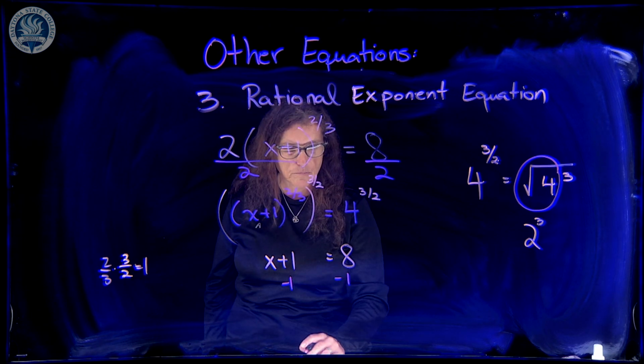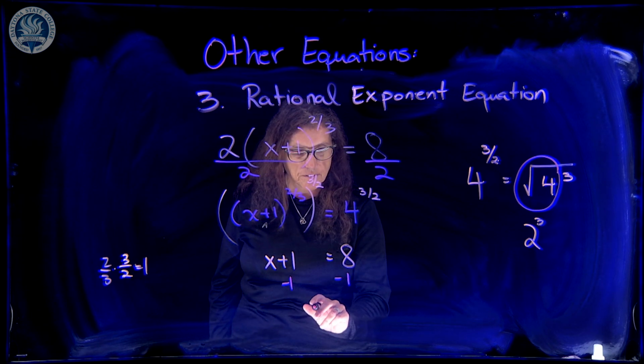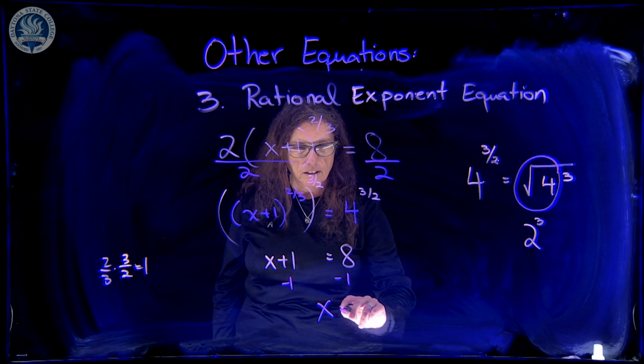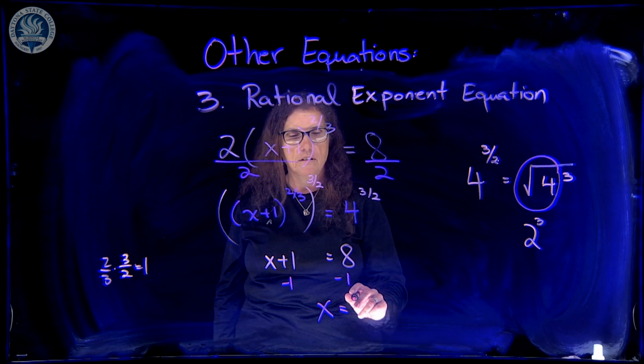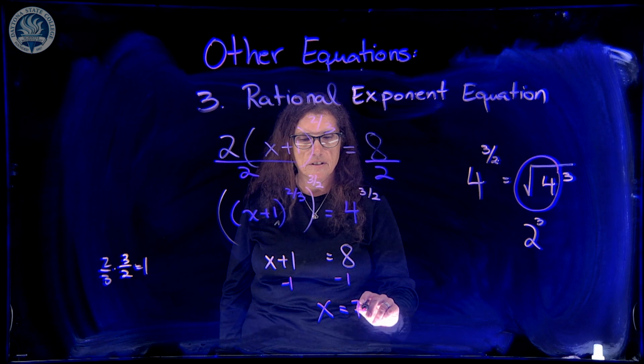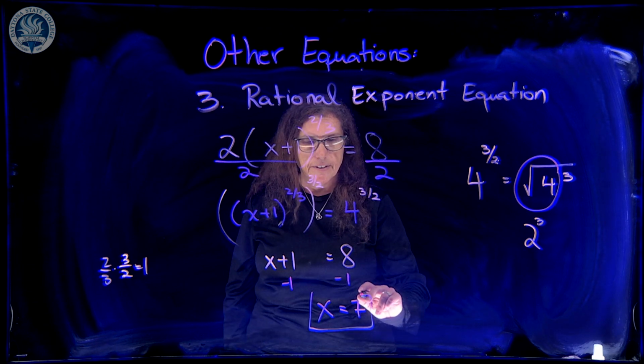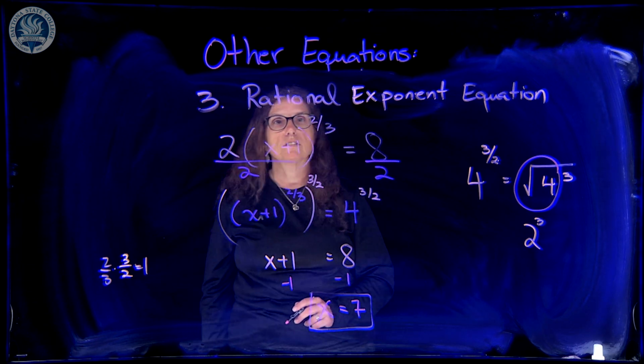Subtract 1 from both sides, and you get x equals 8 minus 1, which is 7. Here you go. There is your answer.